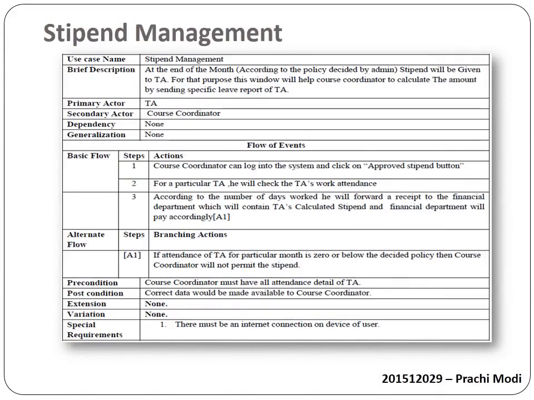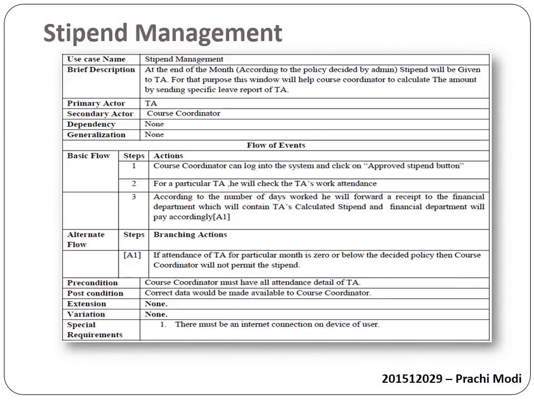This is the use case description for stipend management. At the end of the month, stipend would be given to the TA. For that purpose, the window will help the course coordinator to calculate the amount by sending the specific leave report of the TA. The primary actor is the TA, as he would be the one requesting his stipend. The secondary actor would be the course coordinator, as he would approve the TA's stipend. There are no dependency and no generalization in this particular use case description.